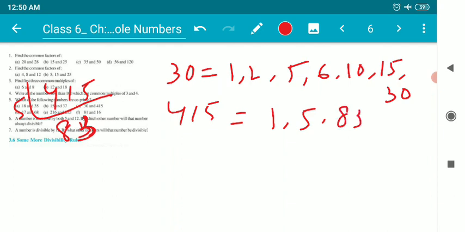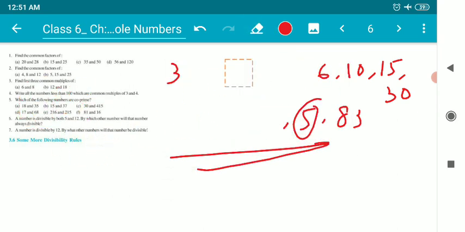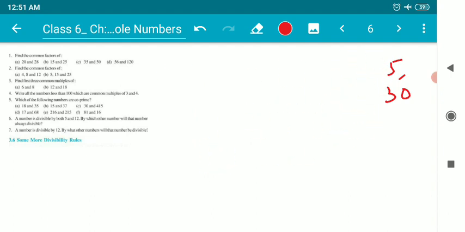So children, as we can see, 1 and 5 are common between them. So they are not co-primes. They have a factor other than 1. The common factor is 5, so they are not co-prime numbers. I believe it's clear to everyone, children. This is how we have to deal with this kind of question. I want you to try all the questions using this process till F.